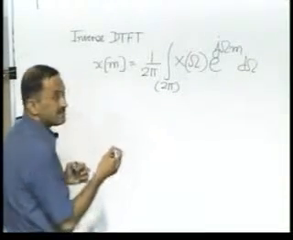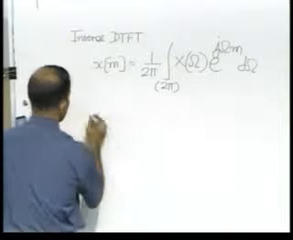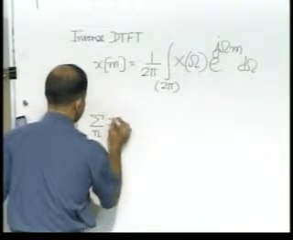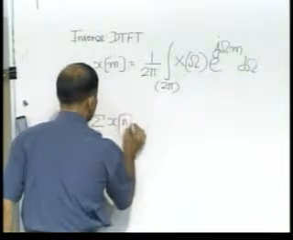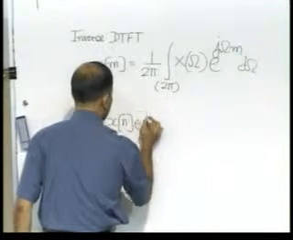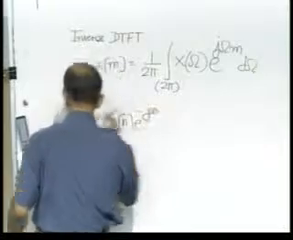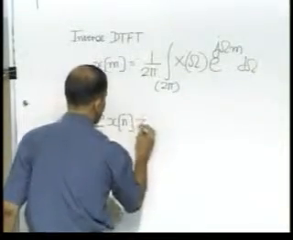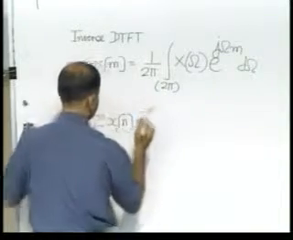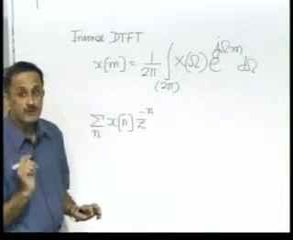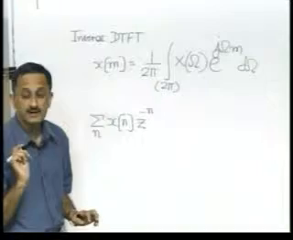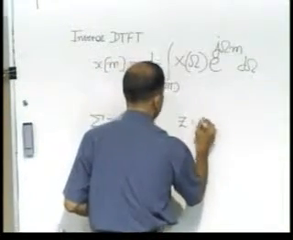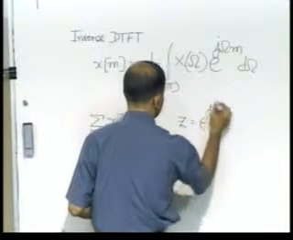Well, let us ask ourselves, what is the Z transform of the sequence? The Z transform is summation on n x n e raised to the power minus j omega n. I am sorry, this is the Fourier transform, I am talking about the Z, so z raised to the power minus n. How would I get the Fourier transform from here? By replacing z by e raised to the power j omega.